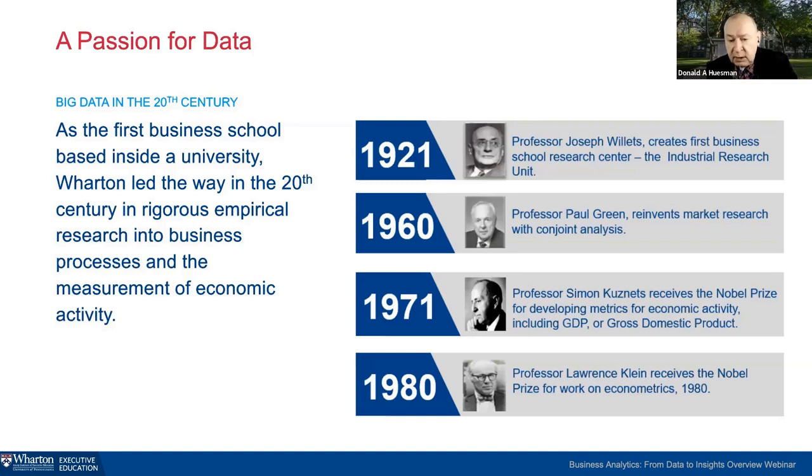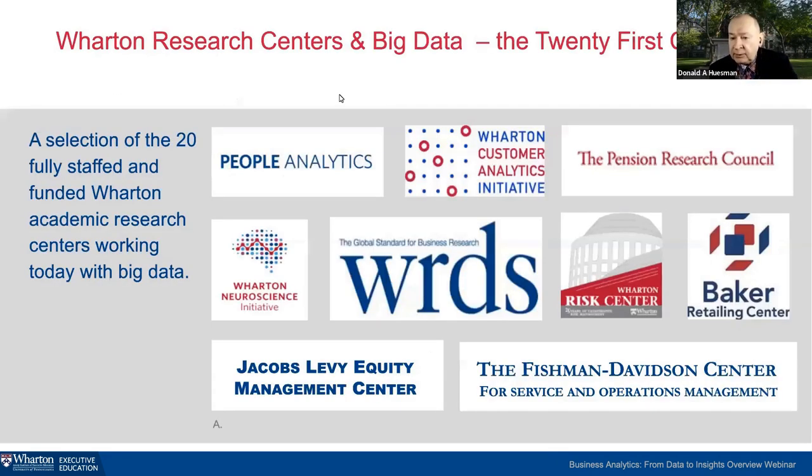And then Professor Lawrence Klein worked on the early development of the field of econometrics, where we took the data that Professor Kuznets and others were generating that were descriptive in nature and built out forecasting models that allowed us to try to predict the future based on activities or decisions we make today. So from that history, you see the background of the faculty who are coming to you to join in this course to study what the application of data to business decisions is like in the 21st century.